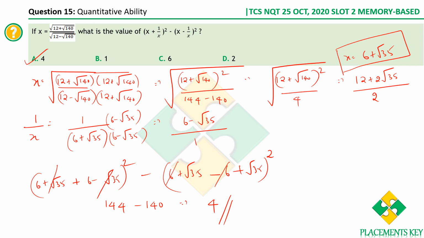So the takeaway is, whenever you have surds based questions, it's always better to eliminate the surd, the square root part, in the denominator, so that it will be easy to compute.